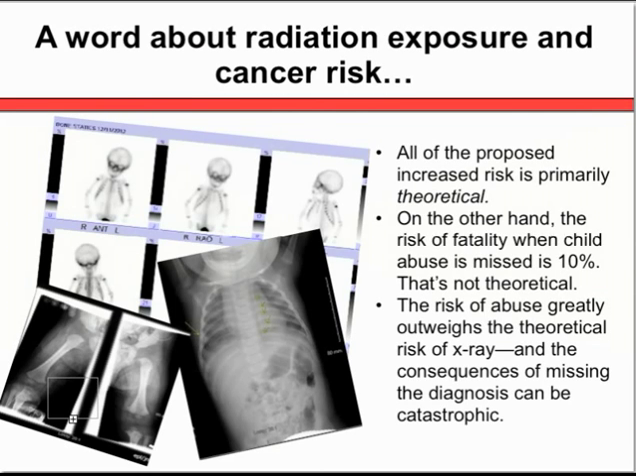A word about radiation exposure and cancer risk. This has been a hot topic in the last few years and is worthy of our attention. None of us want to irradiate children more than is absolutely necessary. However, it's important to understand that all of the proposed increased risk is primarily theoretical. The risk of fatality when a child abuse case is missed is 10%. That's not theoretical. That has been demonstrated in multiple studies. This 10% risk of fatality if a child abuse case is missed clearly outweighs the theoretical risk of X-ray, and the consequences of missing that diagnosis can be catastrophic.